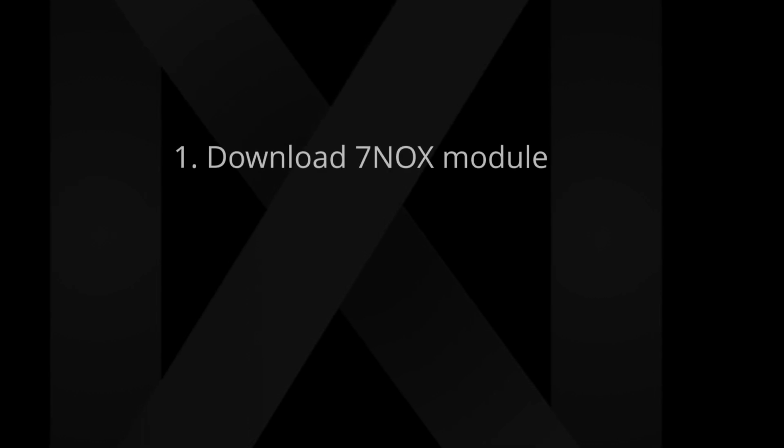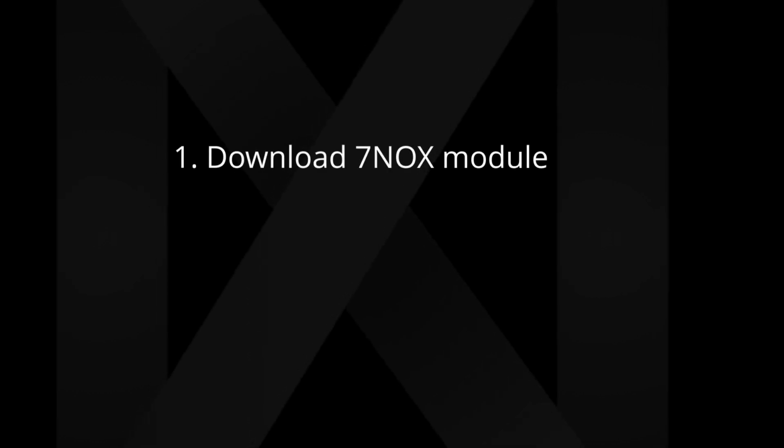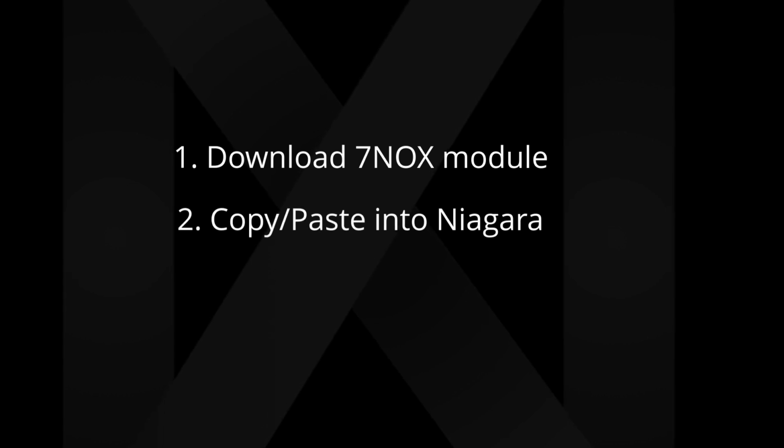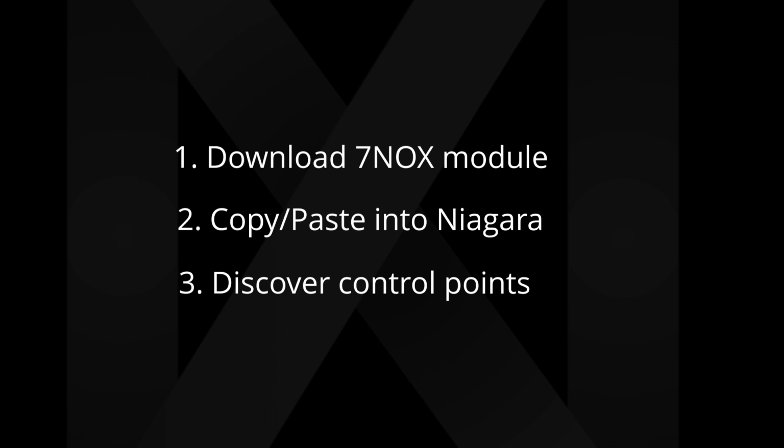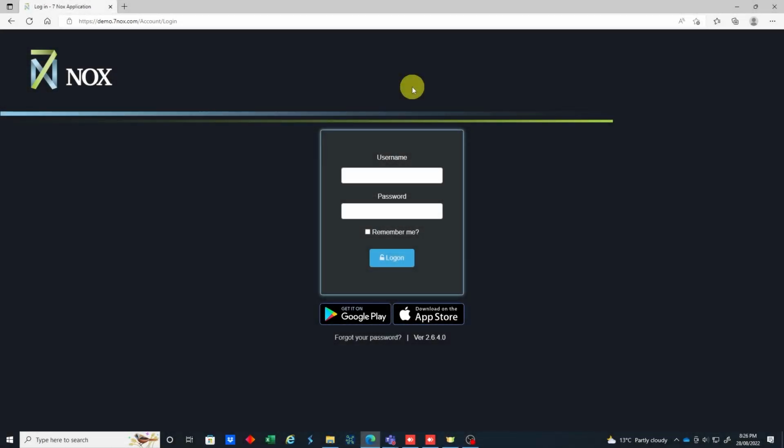To complete the interface, we'll first download the 7-Knox module from the portal, then we'll copy and paste it into the Niagara module folder. Finally, we'll discover the control points and set up the data transfers using the Workbench's Get functions. Let's get started. To begin, log into the 7-Knox portal.